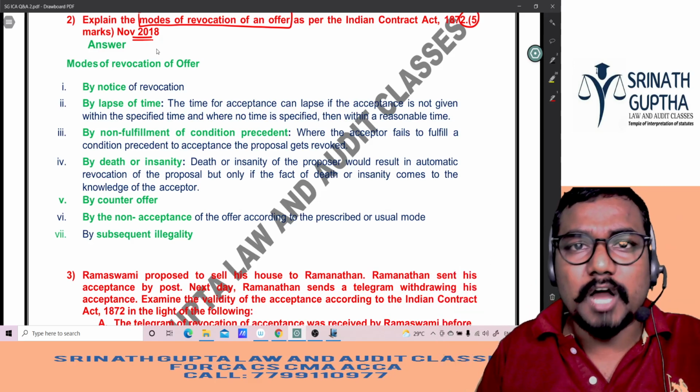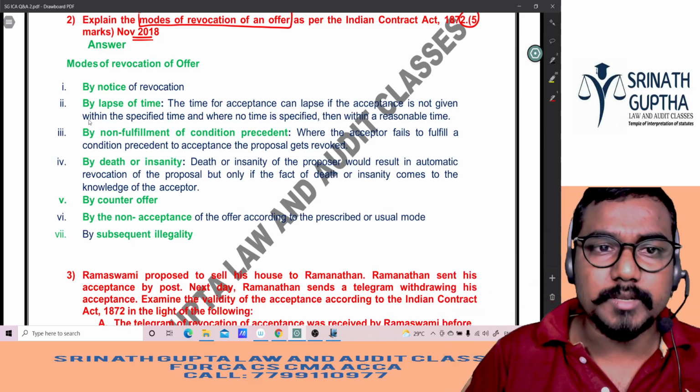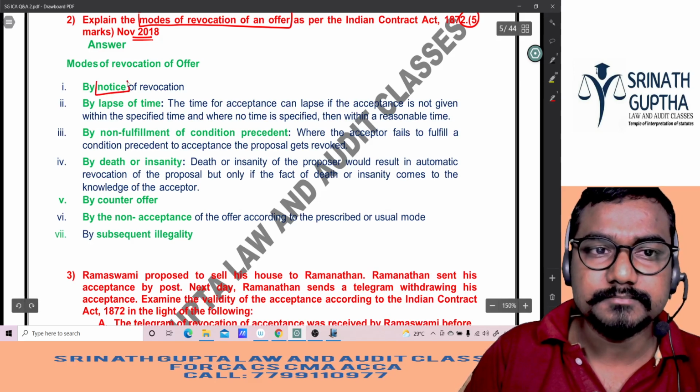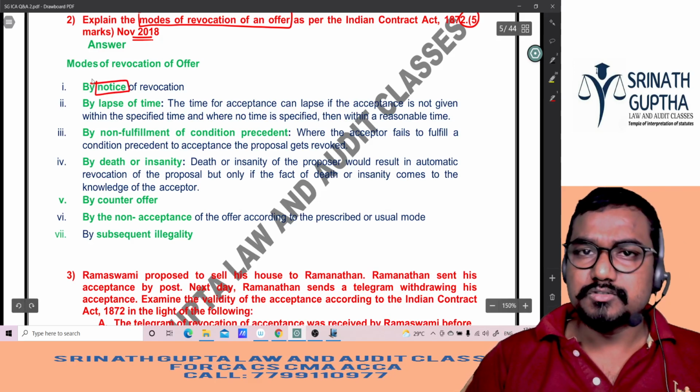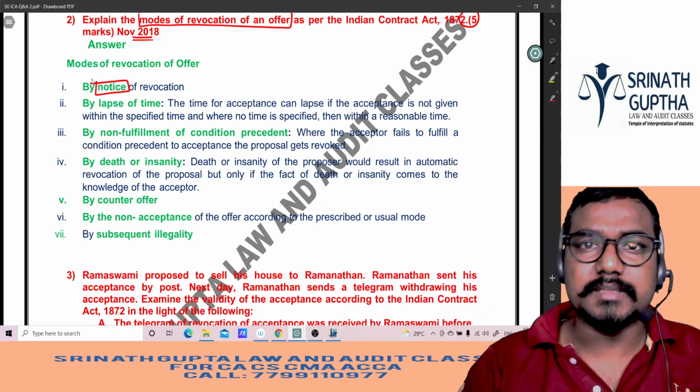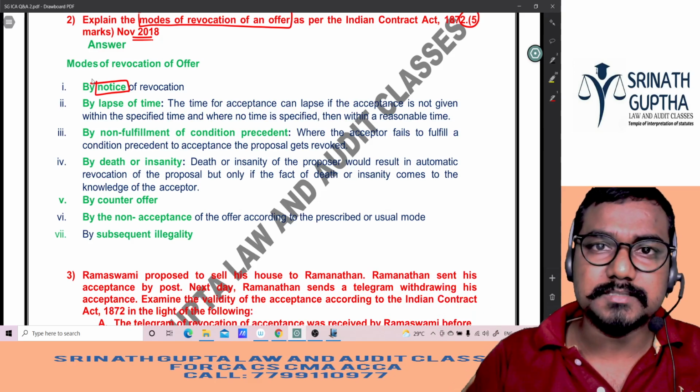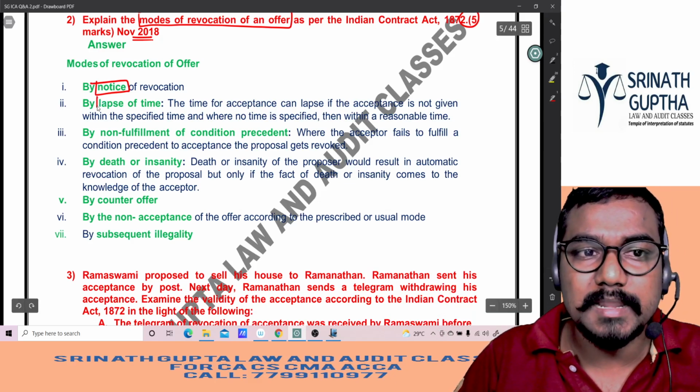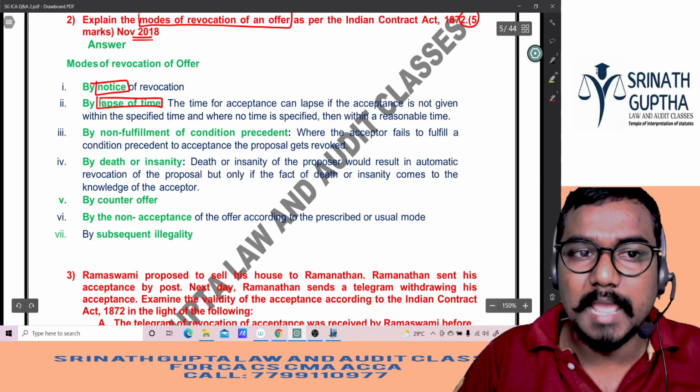So how can an offer come to an end? First one, by notice of revocation. I gave an offer and I give notice of withdrawing my offer. The offer comes to an end. Next, by lapse of time. Second one is by lapse of time.